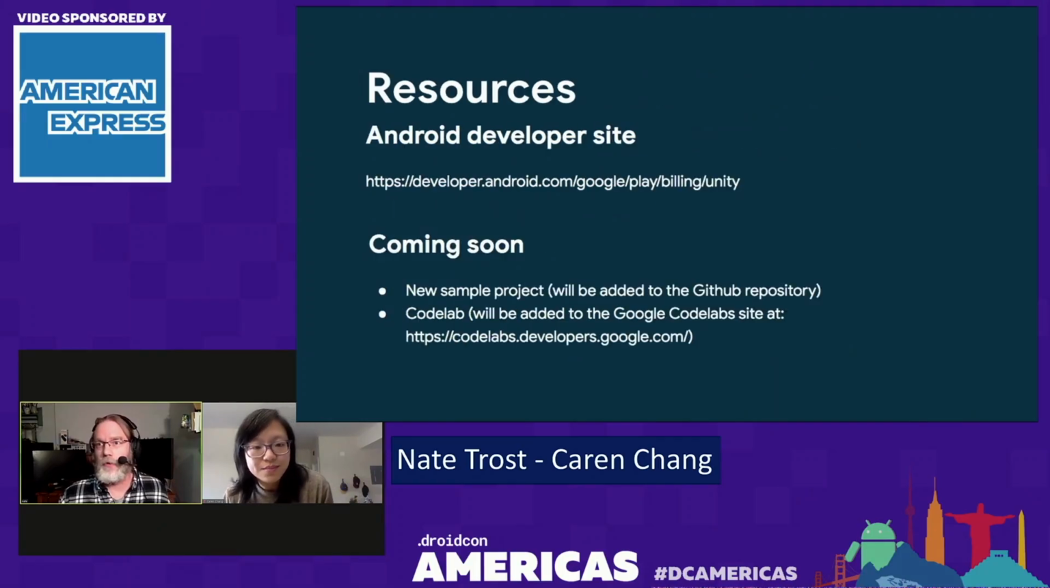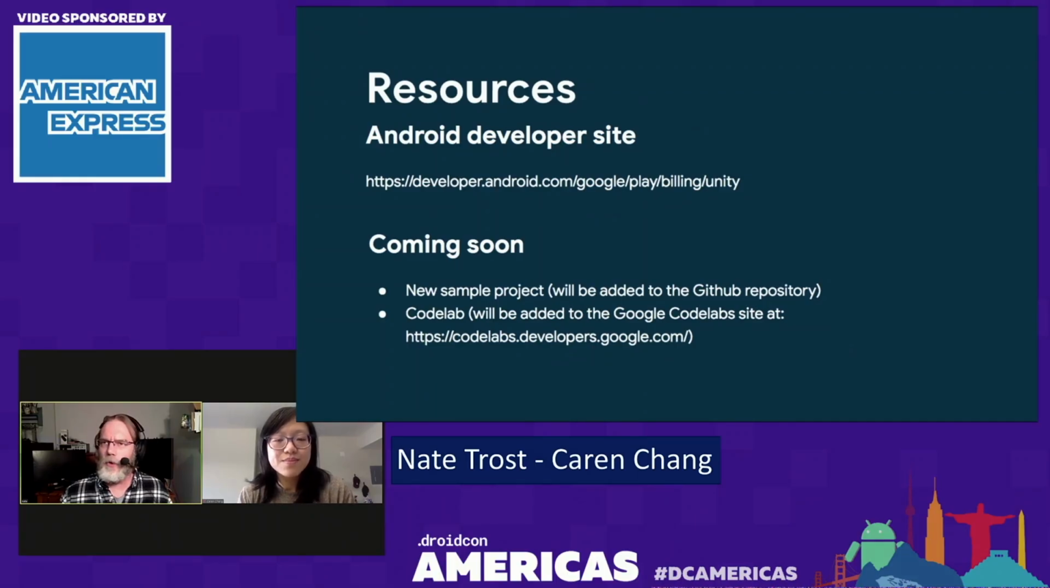As far as resources, as Caren mentioned, the Google Play Billing page on the Android developer site has a lot of information. And there is a Unity-specific page there that includes some basic integration and examples of how some of the extensions work. We do have some new samples coming soon. They aren't quite ready yet, but hopefully before the end of the year. There will be a sample project, a simple Unity game that integrates the Play Billing Library plugin, and that'll be part of the GitHub repository linked earlier.